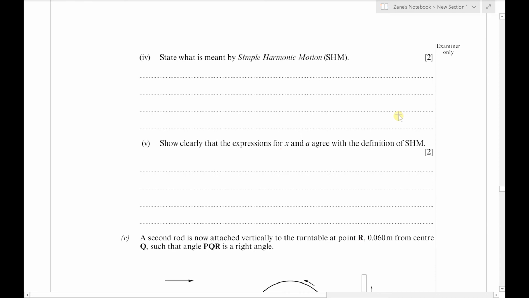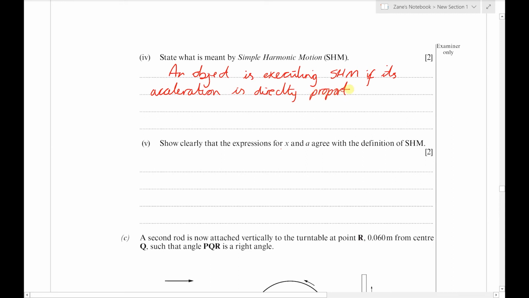Next we're asked to state what's meant by simple harmonic motion, in other words give its definition. So let's write this down. Oh, let me remember to put the pen back on. An object is executing SHM if its acceleration is directly proportional to its displacement from a fixed point, usually known as an equilibrium position, and is always directed towards that point.